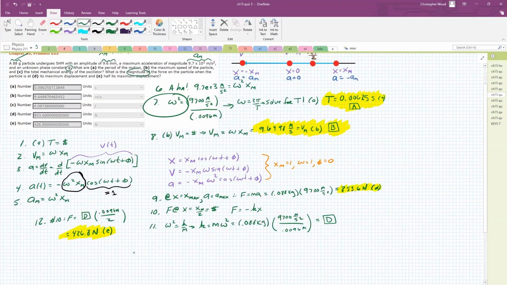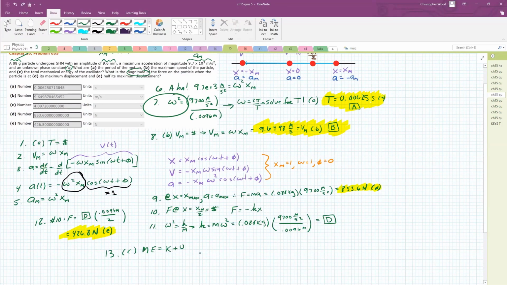Question 13, part C: what is its total mechanical energy? ME stands for mechanical energy. Mechanical energy is the sum of kinetic energy and potential energy. So what's the difference between mechanical energy and energy? Energy is kinetic energy plus potential energy plus non-conservative work, but we're ignoring non-conservative work here. Mechanical energy just focuses on the sum of kinetic energy and potential energy.